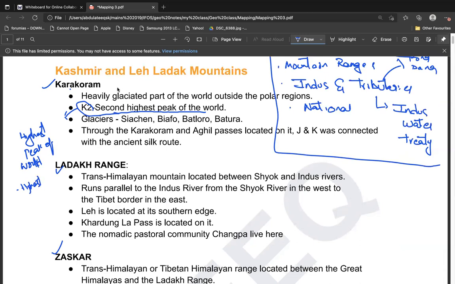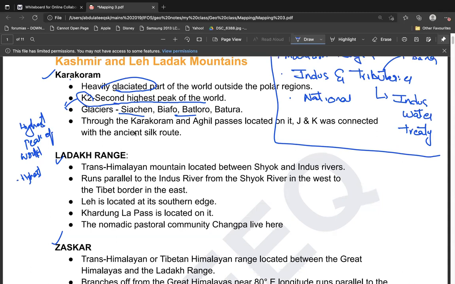So you need to know, okay, these are the heavily glaciated areas, and some important glaciers of these areas are Siachen, Baltoro, Patura, all these things are there. Okay, and these areas are connected. These areas have certain important passes on them, the Karakoram and Aghil passes.